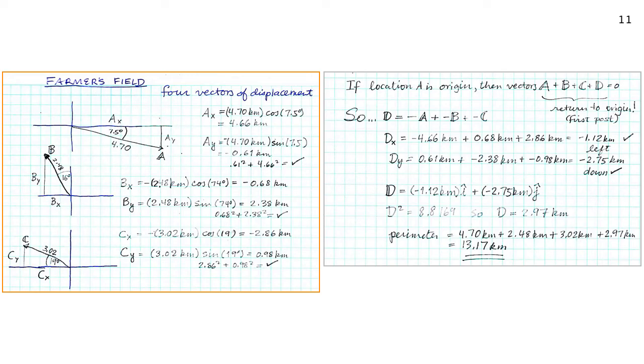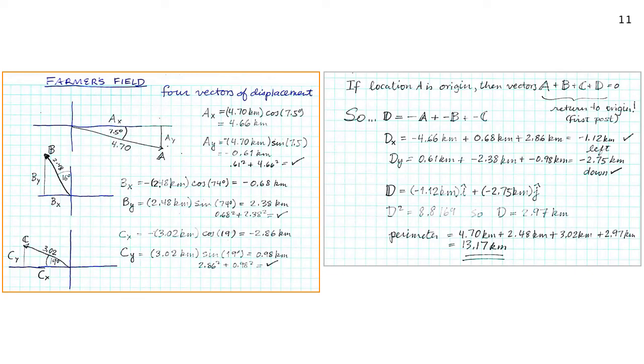As I said, if location A, where Abe Lincoln starts, is the origin, then the vectors A plus B plus C plus D equals 0 means that they return to the origin, in other words, the first corner post in that quadrilateral field. That being the case, vector D is the vector sum of minus A plus minus B plus minus C. So you just have to figure out your minuses and add them all up, and that's your D component. Your X component for D is negative 1.12 kilometers, and your y component for D is negative 2.75.